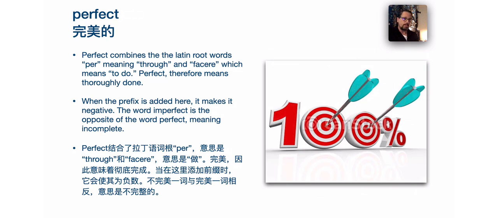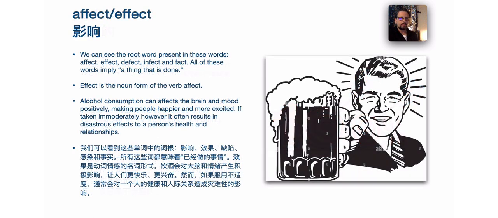Next word is perfect, or imperfect, I should say. Perfect combines the Latin words per, meaning through, with facere, which means to do. So done thoroughly. Perfect means thoroughly done. When the prefix im is added here, it makes it a negative. The word imperfect is the opposite of the word perfect, meaning incomplete.